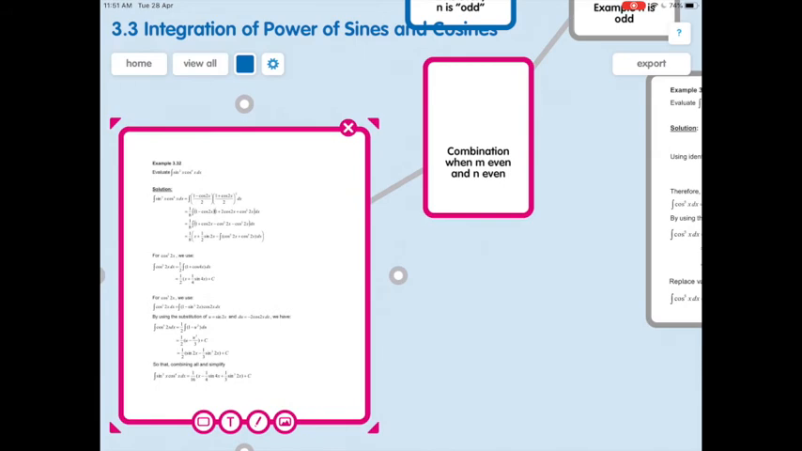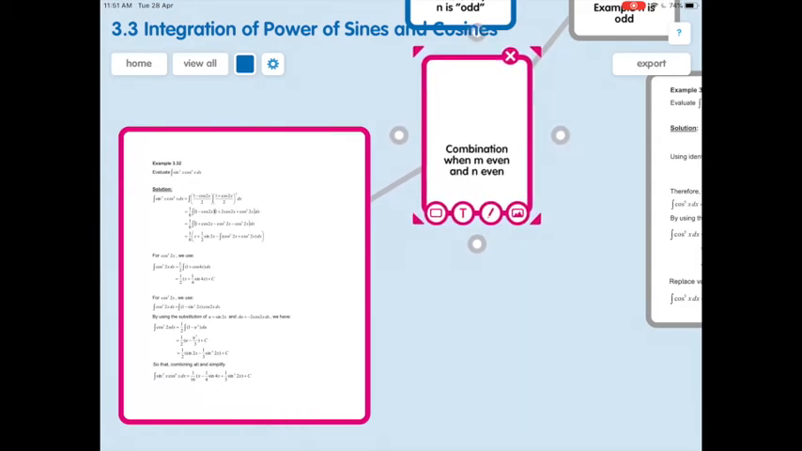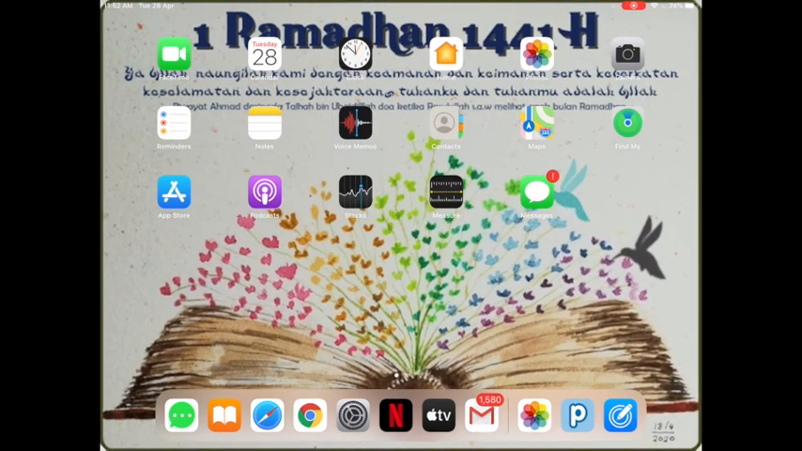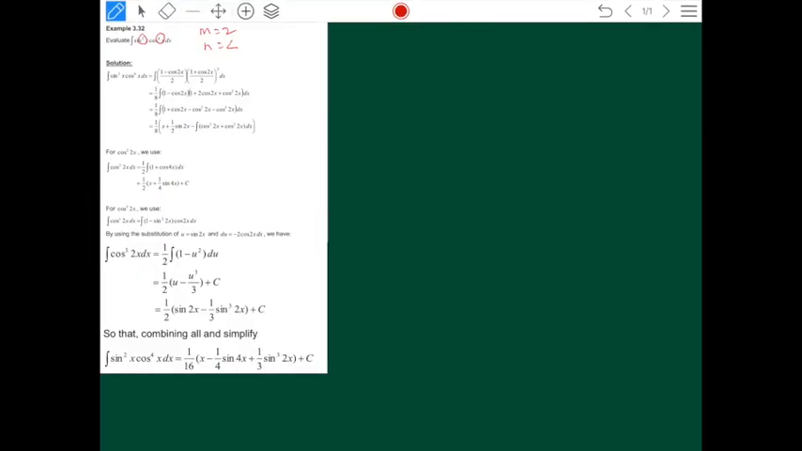So this is example 3.32. In this example, we are looking into what happens if the question is a combination when the m and n are even, both are even. Okay, so let's check it out here. So here, example 3.32, we know that both m and n are even, m is 2 and n is 4.